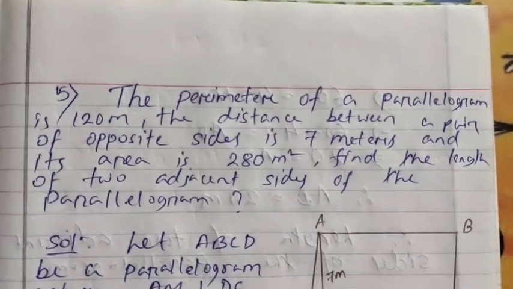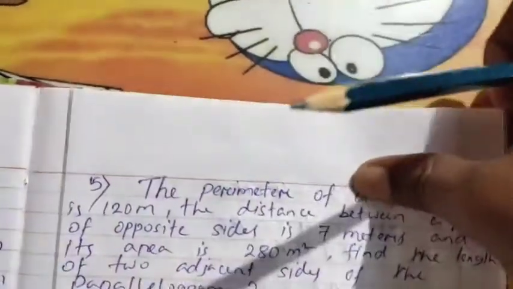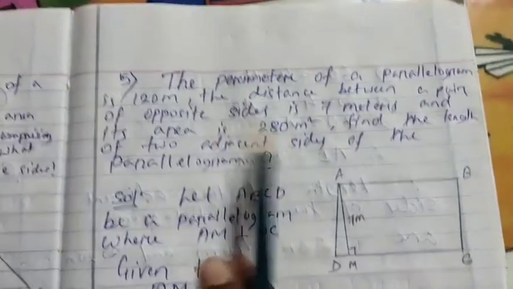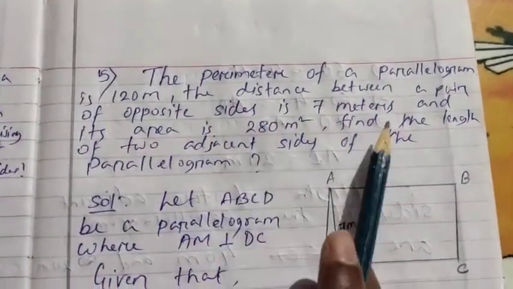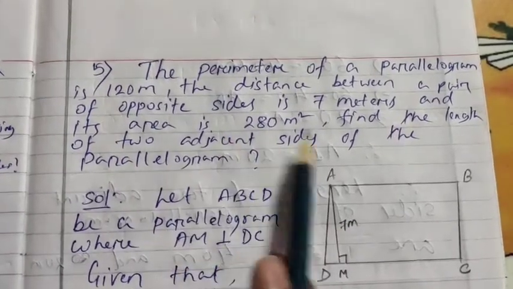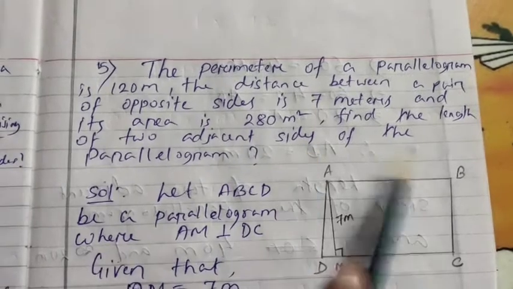Okay, so come to question number 5. The perimeter of a parallelogram is 120 meters. The distance between a pair of opposite sides is 7 meters and its area is 280 meters square. Find the length of two adjacent sides of the parallelogram.